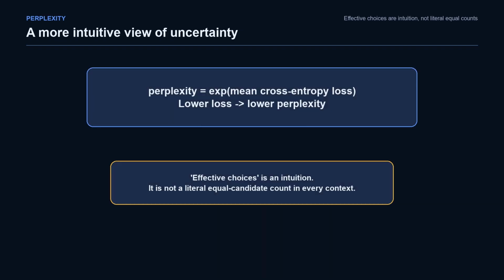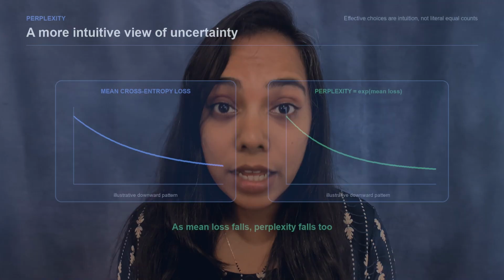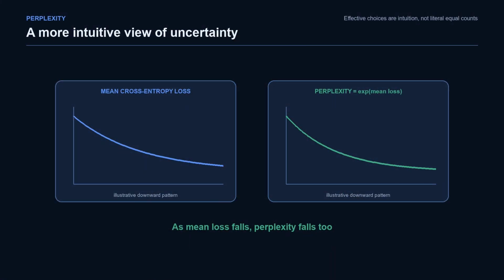So perplexity is just the exponent of the loss, which is e raised to the power of the loss. And as the loss drops during training, perplexity drops as well. For TinyGPT, watching perplexity fall from the hundreds down towards single digits tells you that the model is genuinely learning the structure of the textbook.